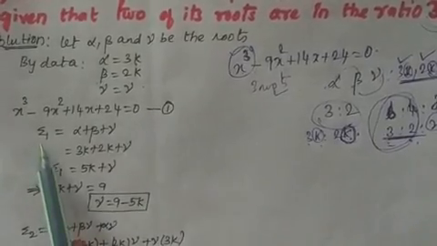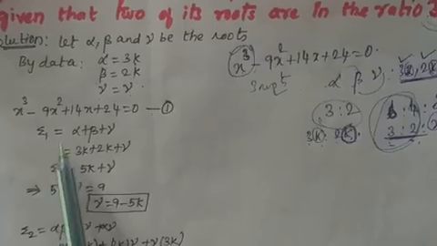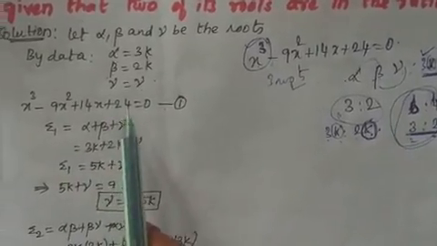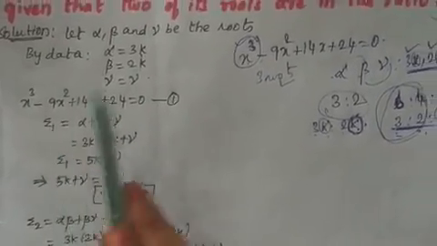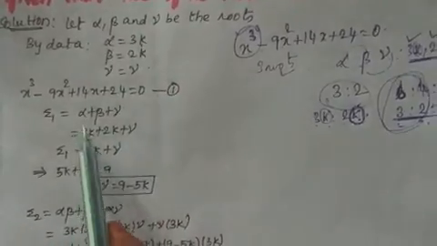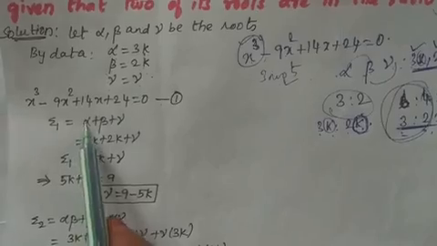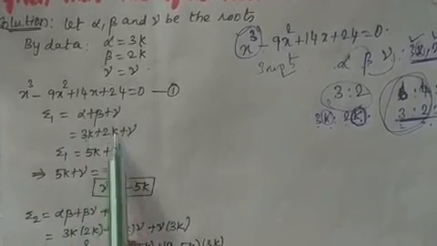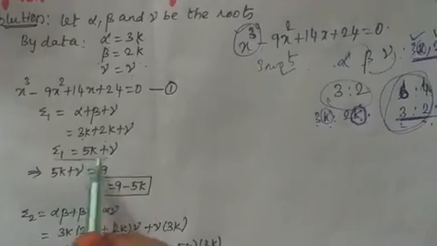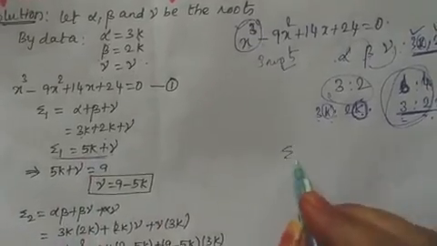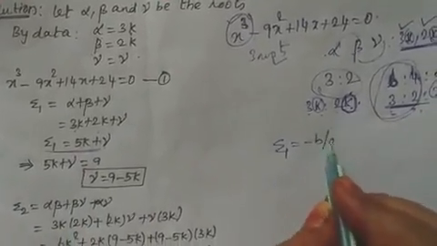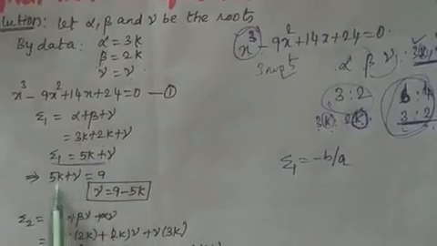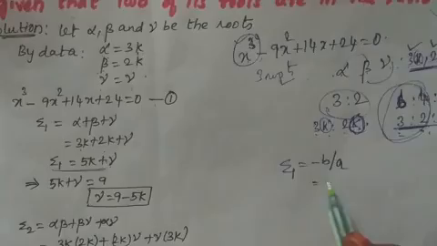So what is sigma 1? Sigma 1 is nothing but, by taking one root at a time, we add all the roots. That is alpha plus beta plus gamma. Now what is alpha? 3k. What is beta? 2k. What is gamma? Gamma. 3k plus 2k is 5k, gamma as it is. Okay, sigma 1 is found to be 5k plus gamma. We know that sigma 1 is equal to minus b by a. So 5k plus gamma is equal to minus b by a.